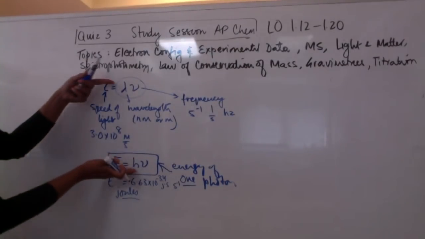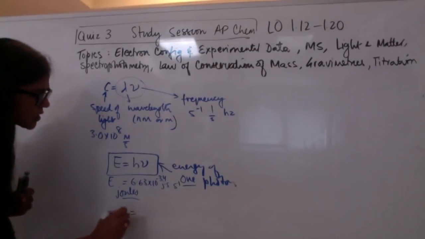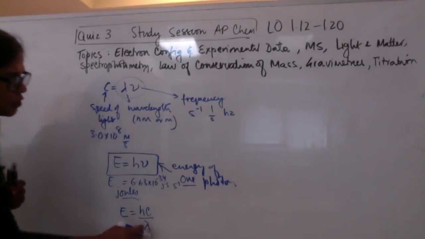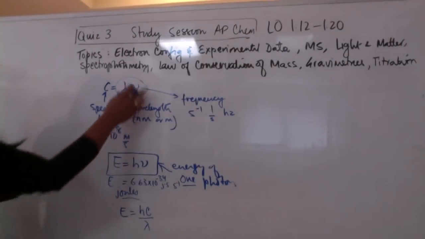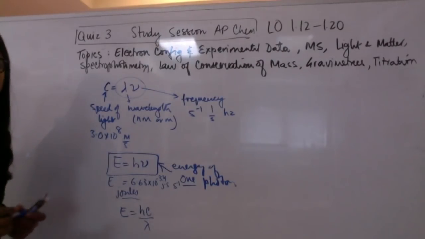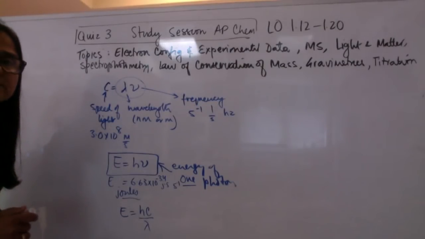If you were to combine these two, you can actually have a third equation, which is E = hc over λ. So if instead of nu, you're given wavelength, you can either do it separately or just combine it in the equation. So that is light and matter. Any questions around there?